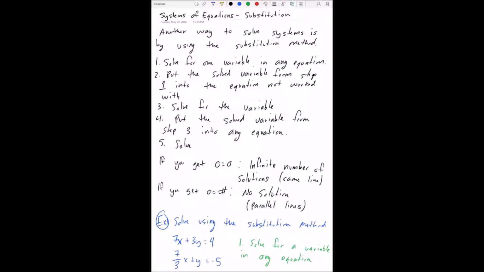Alright, so systems of equations, substitution method. Another way to solve systems is by using the substitution method. There are 5 steps. The first step, you need to solve for one variable in any equation. The second step, put the solved variable from step 1 into the equation you didn't work with. Step 3, solve for the variable. Step 4, put the solved variable from step 3 into any equation. And then you're going to solve.